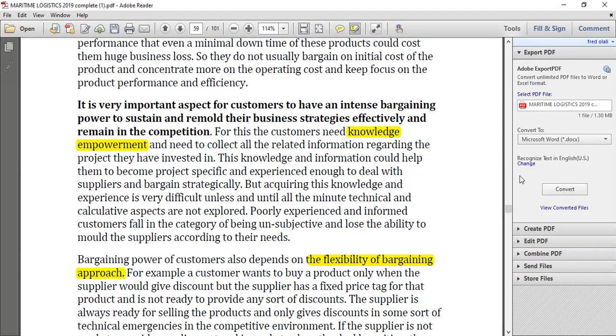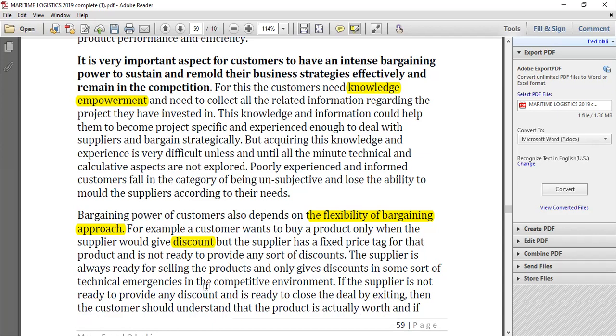Bargaining power of customers also depends on the flexibility of the bargaining approach. For example, a customer wants to buy a product only when the supplier gives a discount. Some will always want to buy when there's an offer, when some discount is being given, so they feel it is the right time to buy. But the supplier has a fixed price tag for that product and is not ready to provide any sort of discount.